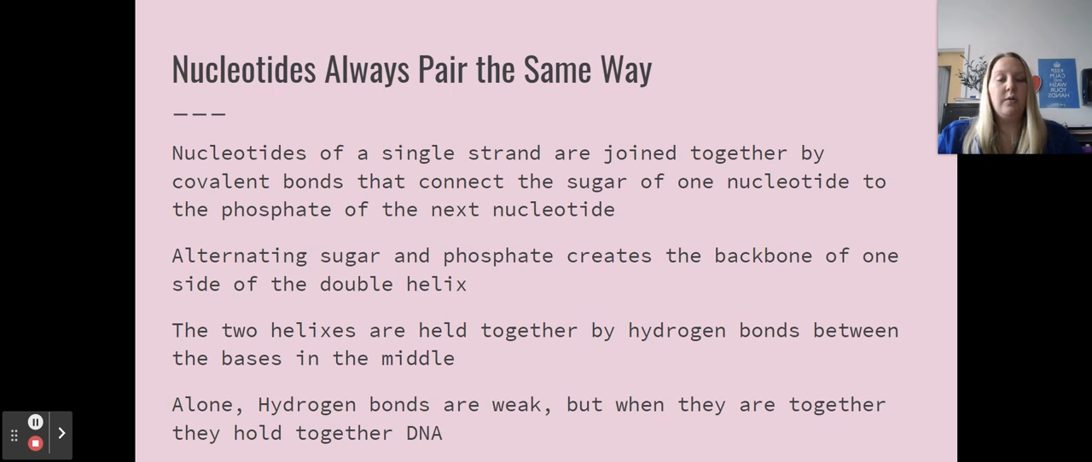One thing that their article did state is that all nucleotides of a single strand are joined together by covalent bonds in the backbone that connect the sugar of one nucleotide to the phosphate of the next. The backbone is made up of alternating sugar and phosphate bonds on one side of the double helix. The two helixes are held together by hydrogen bonds between the bases in the middle. Alone, hydrogen bonds are very weak, but when they are strung together as DNA does, it holds DNA together very strongly.